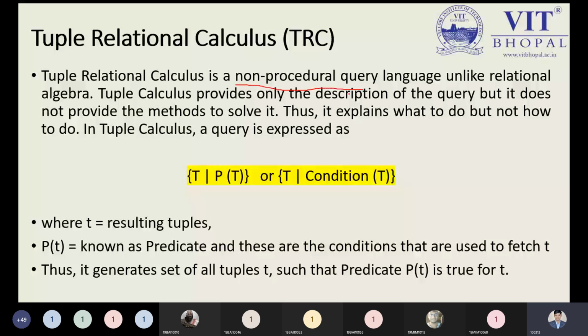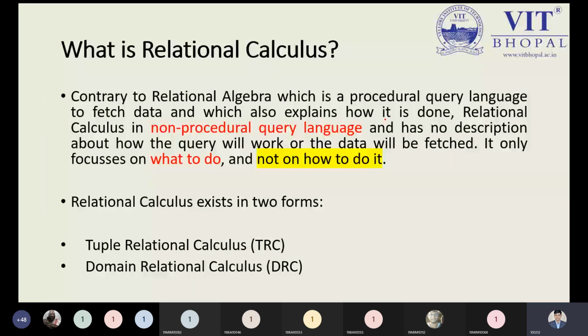Sir, is this different from relational calculus or part of it? No, relational calculus has two forms: one is the tuple relational calculus and the other is the domain relational calculus. Oh, okay, sir. Yes, see this slide. Relational calculus exists in two forms. One is the tuple relational calculus, where we will work on the tuple, and we are talking about the domain relational calculus, where we will work on the domain.